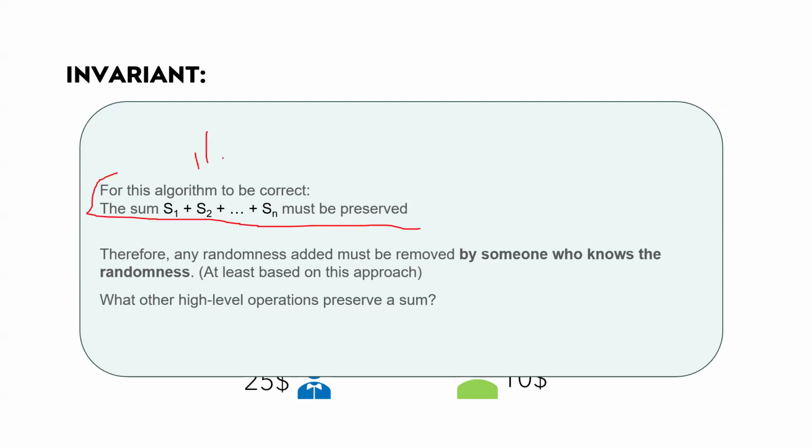So for this algorithm to be correct, we need the sum to be preserved, right? So any randomness that we add into the sum has to be removed by the person who knows the randomness, right? So if I know R1, you have to pass it back to me to remove R1, okay? Maybe we shouldn't have this bottleneck thing, and we might want to think about other high-level operations that preserve a sum. I know this hint is very vague, right? But maybe think about it a little bit.